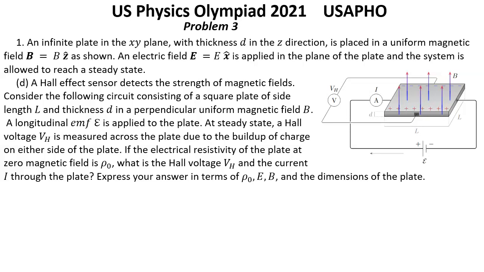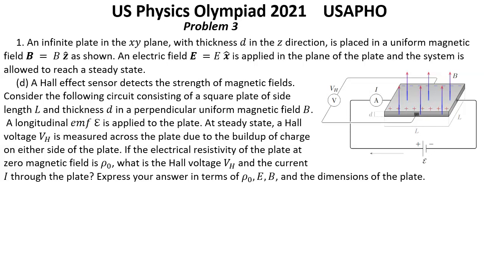At steady state, a Hall voltage VH is measured across the plate due to the buildup of charge on either side of the plate. If the electrical resistivity of the plate at zero magnetic field is ρ0, what is the Hall voltage VH and the current I through the plate? Express your answer in terms of ρ0, E, B, and the dimensions of the plate.